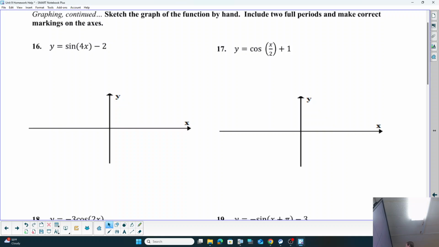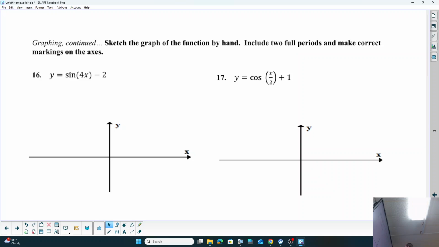So this one's actually super easy. This is actually going to be a shift up one. Pause me. Try it on your own first. So that's going to be up one. That's called the midline. So we have the amplitude of 1.